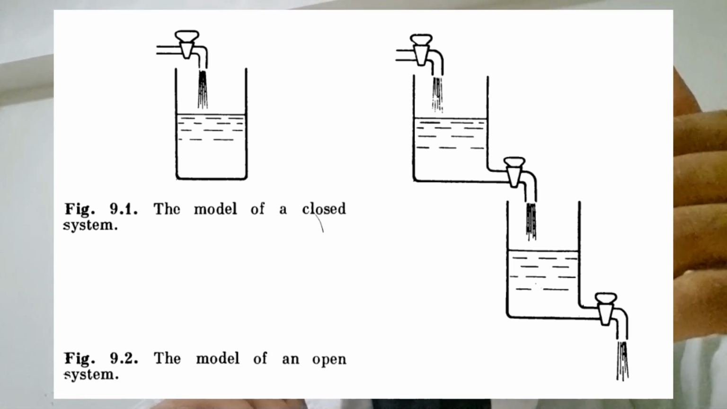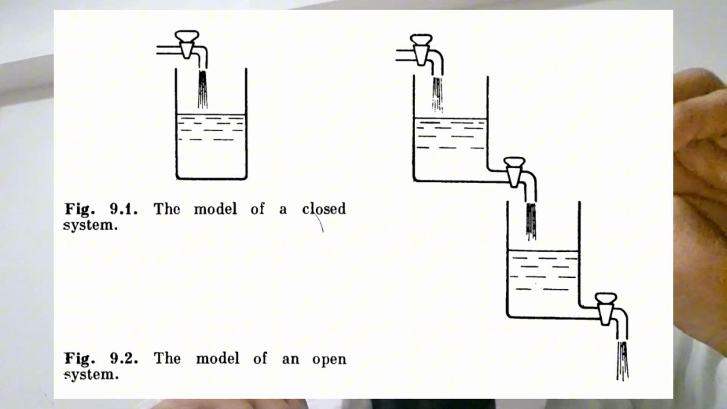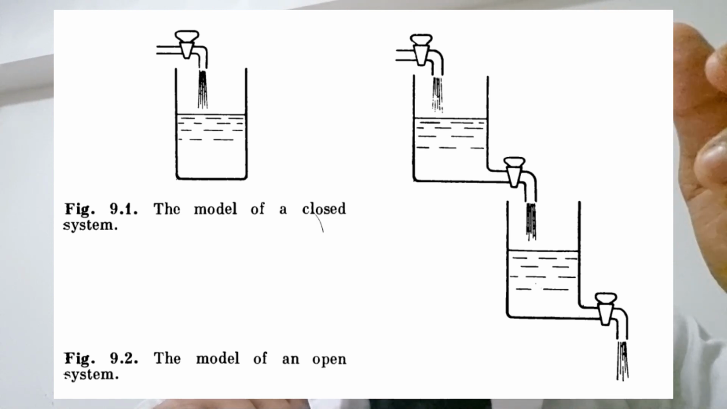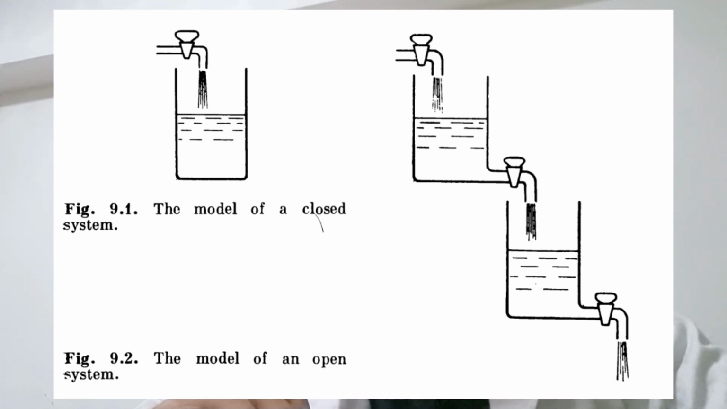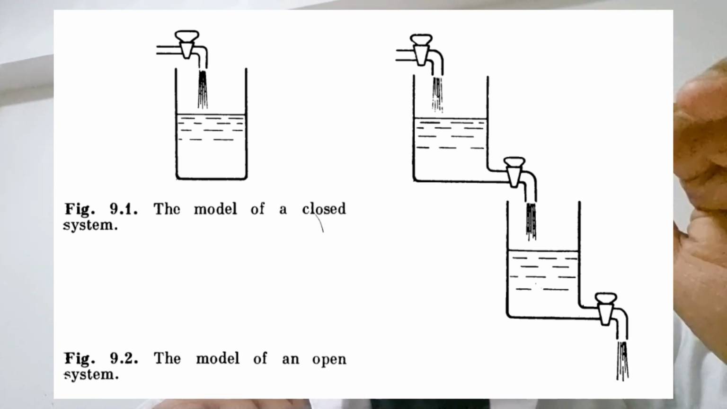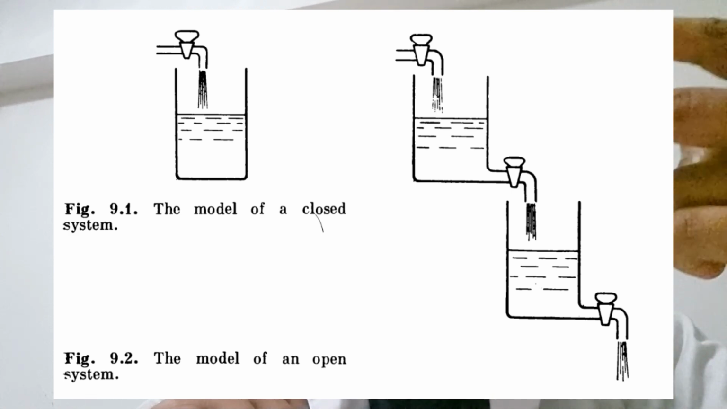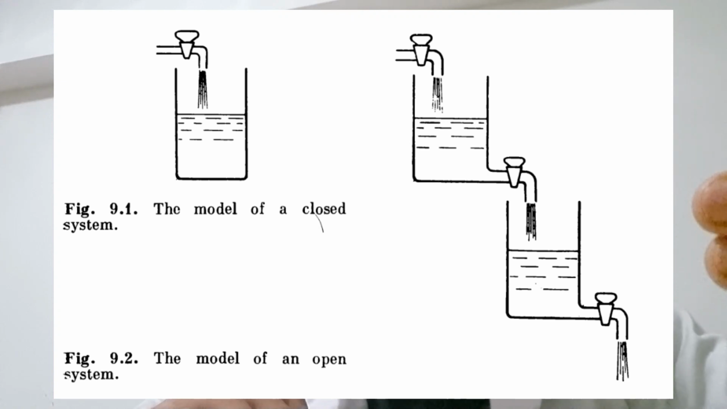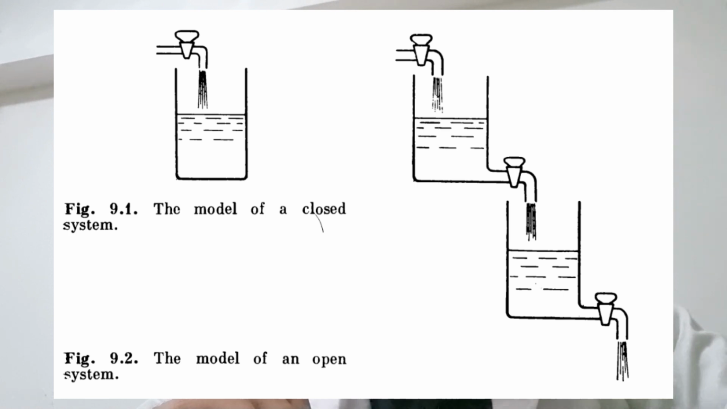In figure 9.1, the velocity is determined by the tap aperture, because the water is not going outside; the velocity only comes from the tap, so it is determined by it. What about figure 9.2? There are two beakers connected with a tap, so the velocity is determined by the first tap, and the velocity of water in the second beaker is determined by the tap of the second.